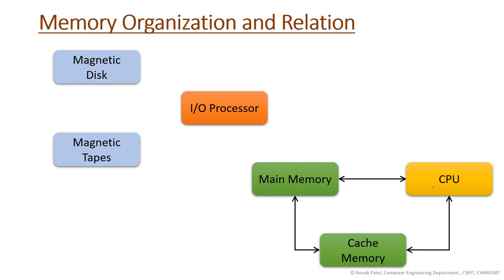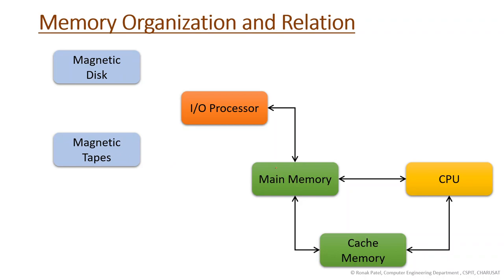Whenever the CPU requires any data, first it will search in cache memory. If the data is available in cache memory, it will take it from cache memory, and it is faster. Now, if the data is not available in cache memory, then it will take that data from main memory, but as the data is frequently accessed, it will put that data into cache memory. Cache memory is 7 times faster than main memory, and main memory is, I think, 1000 times faster than auxiliary memory, as per the book.